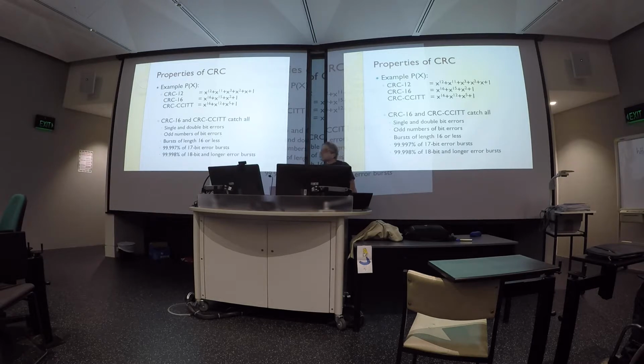Okay. Anyway, the point is CRC-16 and CRC-CCITT can detect all single and double bit errors, or odd numbers of bit errors, bursts of length 16 or less, 99.997% of 17-bit error bursts, and 99.998%, yes it's bigger, of 18-bit and longer error bursts. Nothing's perfect, but it's pretty close. So anyway, I wanted to really point that one out to you to sort of show where you can go with the complexity of these checksums.